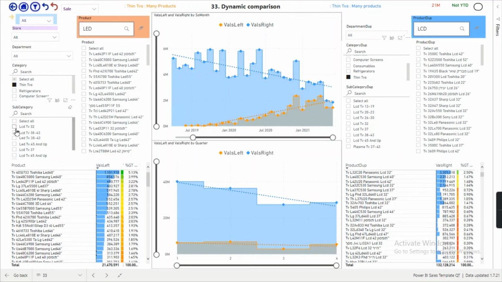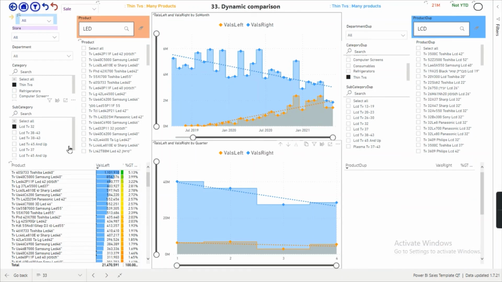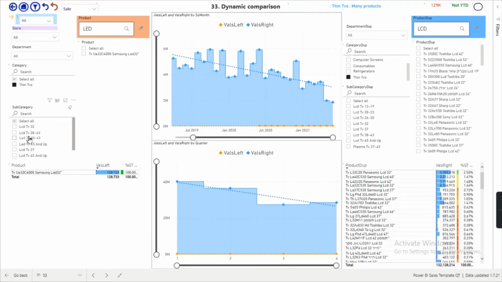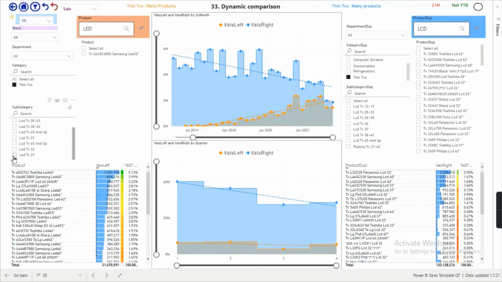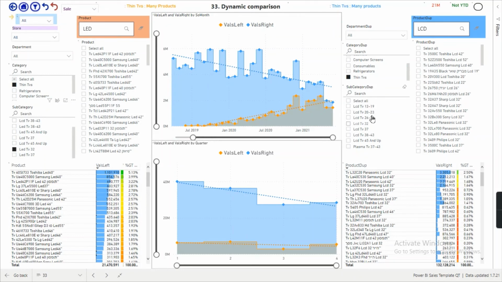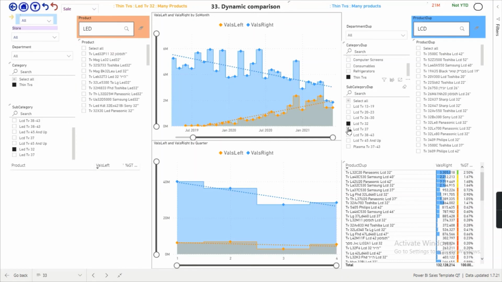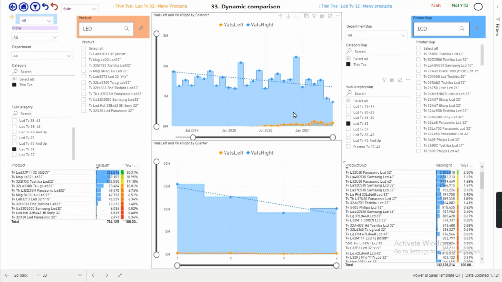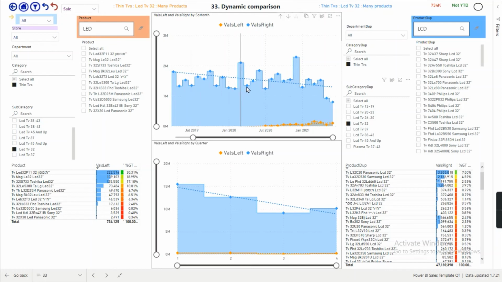Let's see what's going on in subcategories, like LED 32 against LCD 32-inch. Let's see what's going on in the main graph. Okay, we see here the LCD is doing well and LED is not going up. So 32 will remain LCD for a long time.